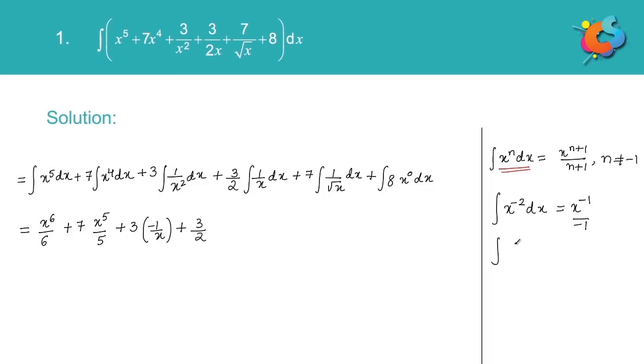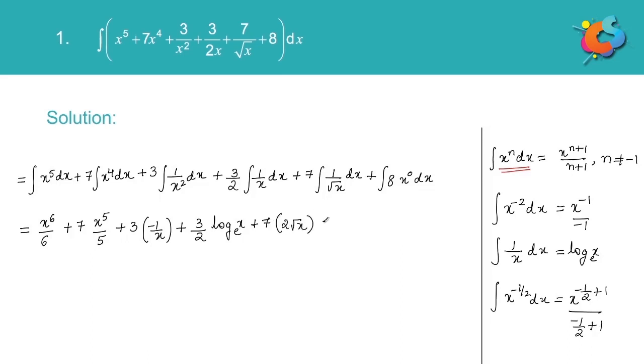Again, from the standard integrals, we have integration of 1 by x as log x. So, I'll write directly. Plus, next term, we have 7 into integration of 1 by root x. See here, 1 by root x can be written as x to the power of minus half and its integration is x to the power of minus half plus 1 by minus half plus 1. So, on simplifying, we will get 7 times 2 root x plus 8 into integration of x power 0 is x power 0 plus 1 by 0 plus 1, which is same as x, followed by the constant c.